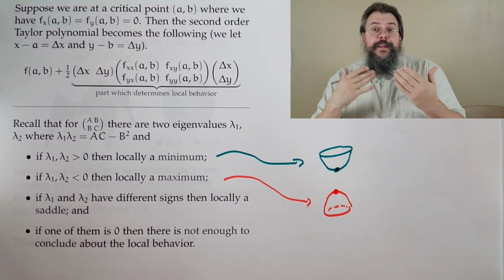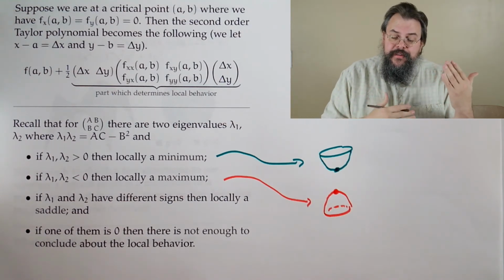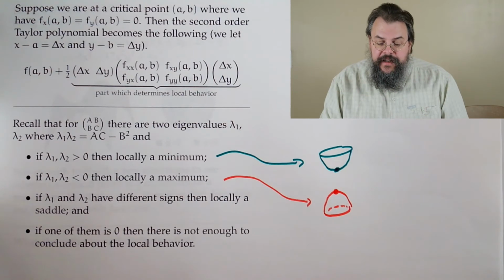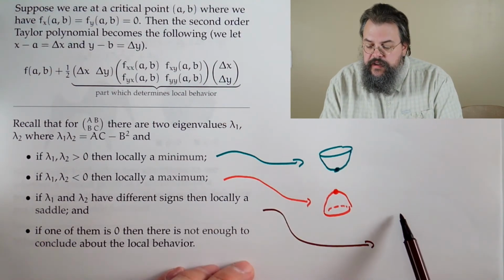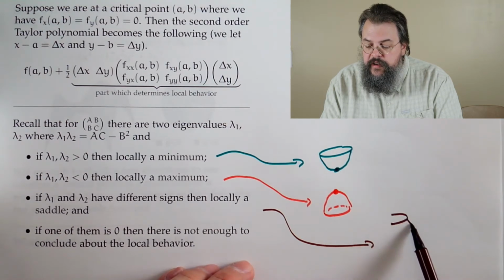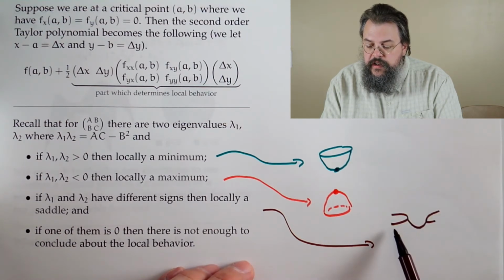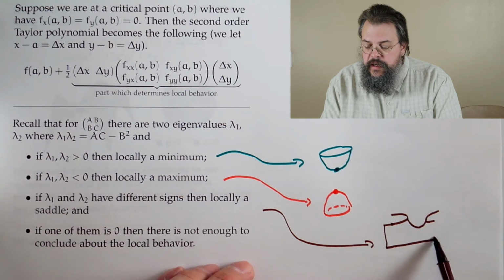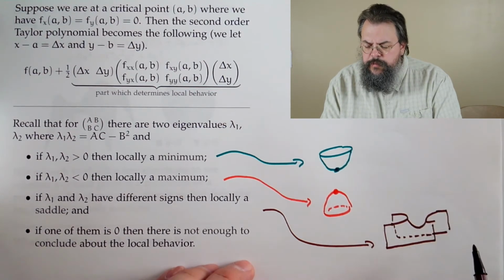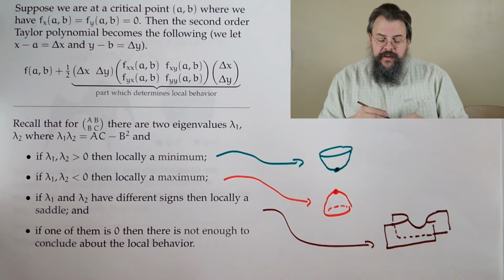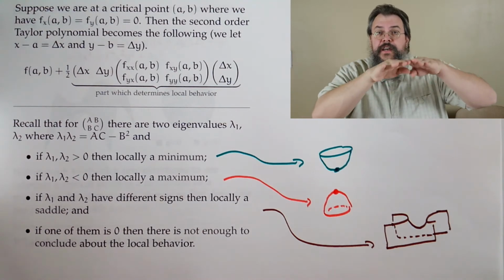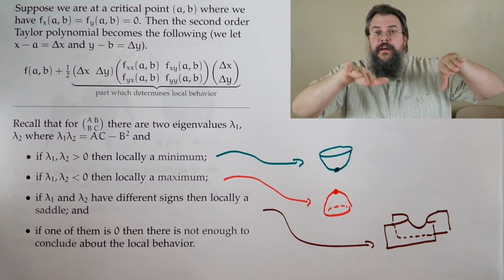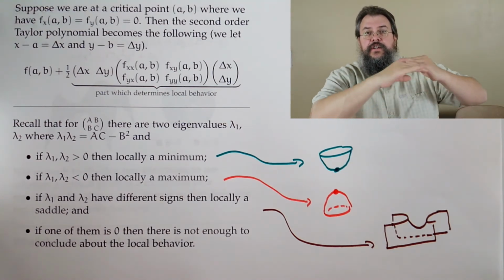Now, if one of them is positive and one of them is negative, in other words, they have different signs, well, what does that mean? Well, it means in some directions, it's going to feel like you're at a local max, but in another direction, it's going to feel like you're at a local min. And in terms of the picture, what you get is what we call a saddle shape. So if you think about a saddle on a horse, in one direction it has this shape, but in another direction it has that shape.